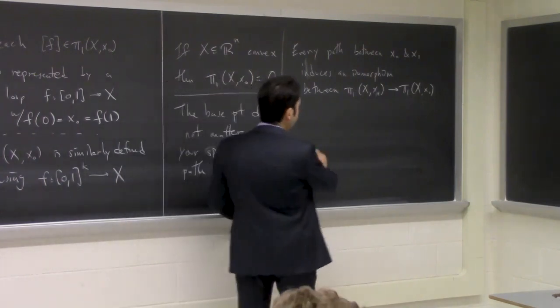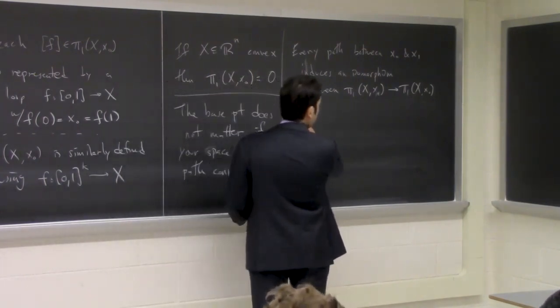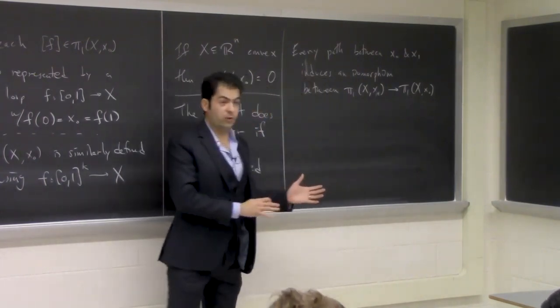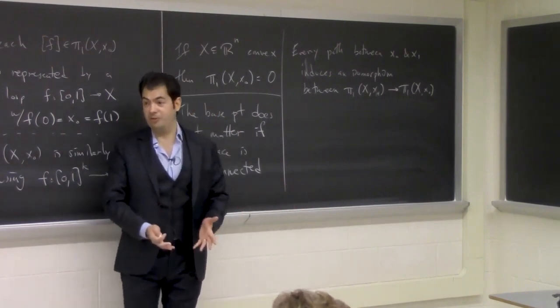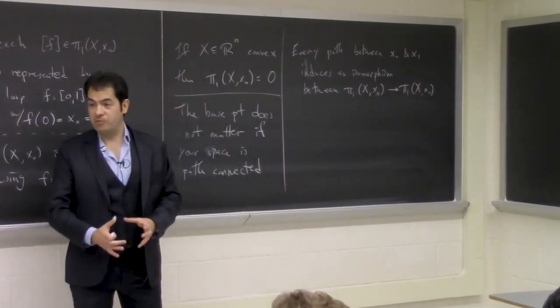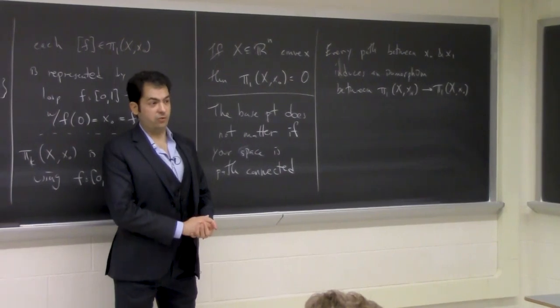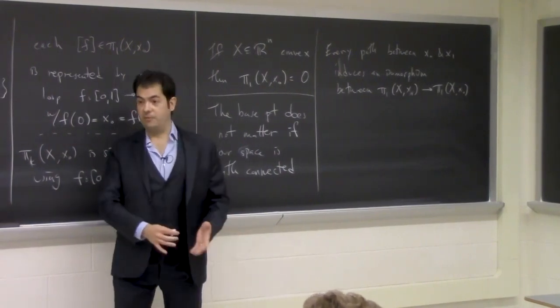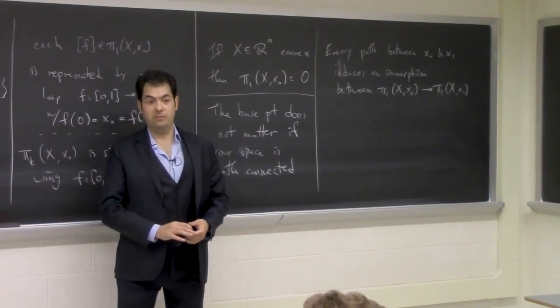Okay, and then we mentioned that the next thing we're going to do is give an example of a non-trivial fundamental group. We're going to compute the fundamental group of the circle, and we're going to show that it's the integers. That's where we stopped last time. Questions on last time?